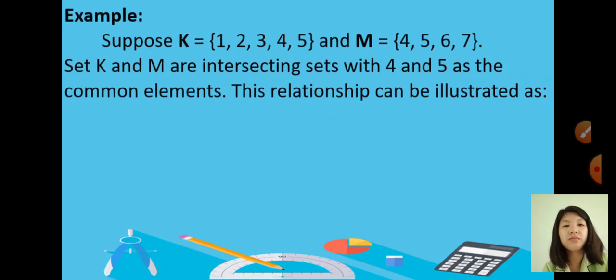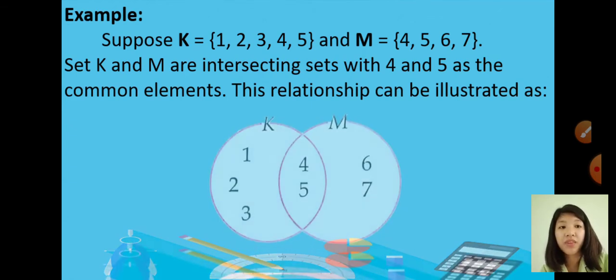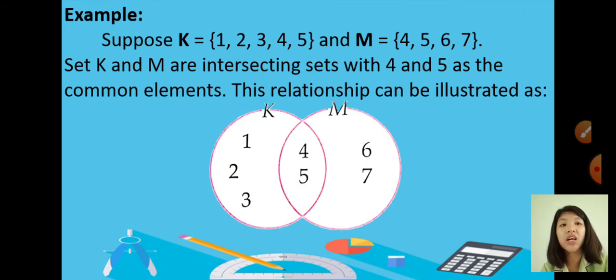Next, suppose K or the set K, yung mga elements niya are 1, 2, 3, 4, and 5. And the elements of set M are 4, 5, 6, and 7. And set K and M are intersecting sets with 4 and 5 as the common elements. So, dito may mga common elements din sila. So, this relationship can be illustrated as, ayan, yung Venn diagram ng set K and set M.